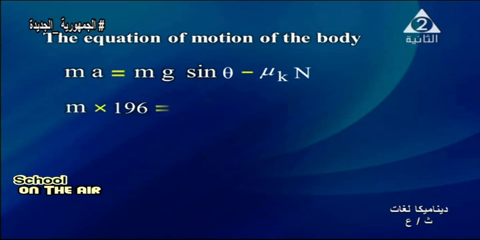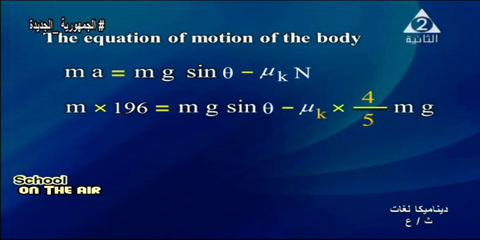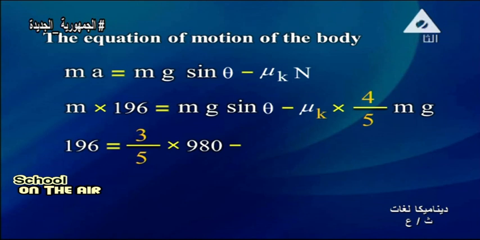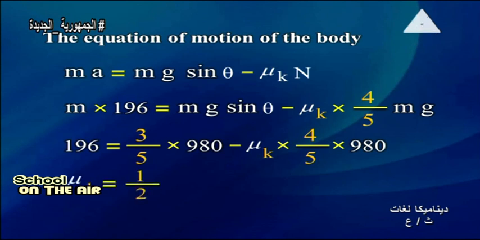Then m times 196 equals mg sine theta minus mu k multiplied by N, which equals 4 over 5 mg. We can cancel the m from both sides. Then 196 on the left hand side equals 3 over 5, which equals sine theta, multiplied by 980, minus mu k times 4 over 5 times 980. Then mu k equals half.